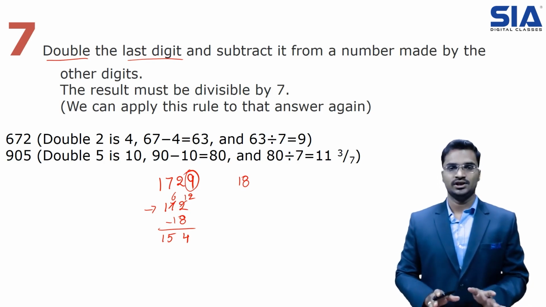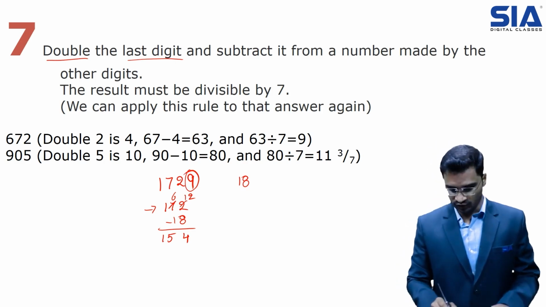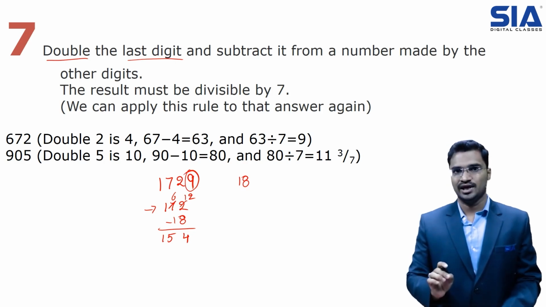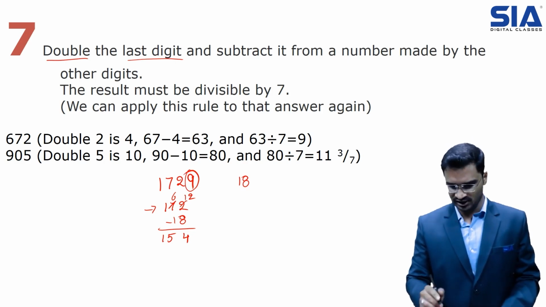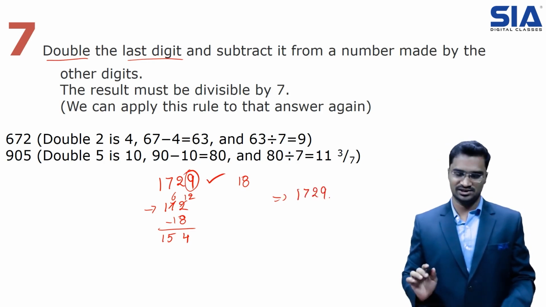Now, is 154 divisible by 7? We have to check. So we have to check whether 154 is divisible by 7. As 154 is divisible by 7, then this particular number, which is 1729, is also divisible by 7.